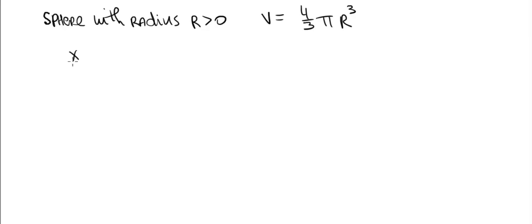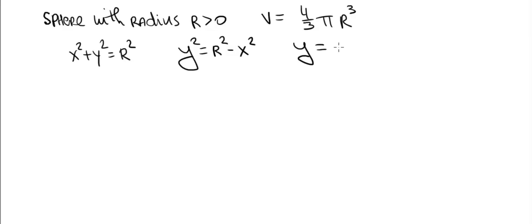We'll start with a circle. x squared plus y squared equals r squared. Now this is a circle centered at the origin with radius r. Solving for y squared becomes r squared minus x squared, and taking square roots of both sides, y equals plus or minus square root of r squared minus x squared.